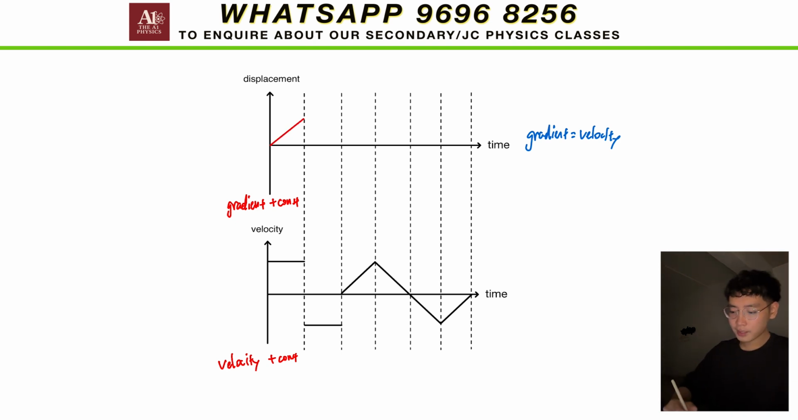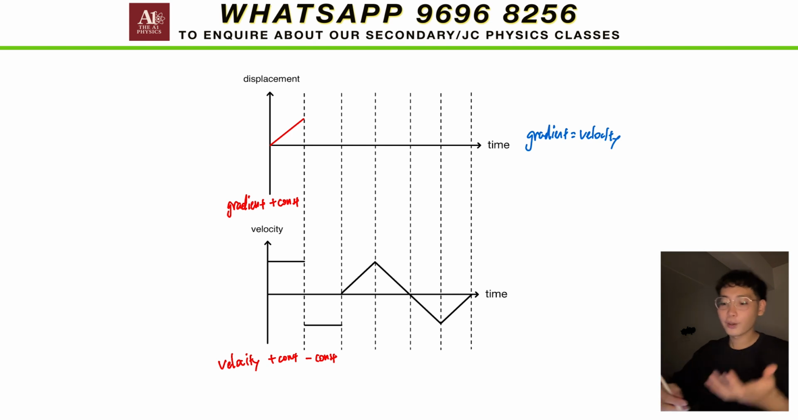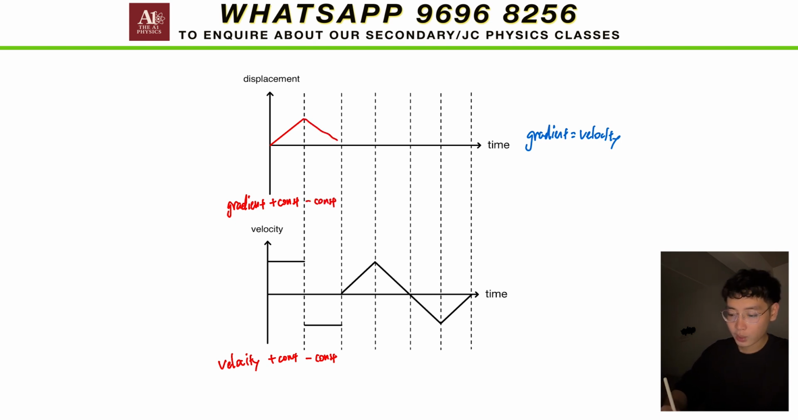Now over here, my velocity is negative and it's also constant. Remember over here, I'm not talking about the gradient of my velocity. I'm talking about the velocity itself. Right, over here, the velocity itself is negative and constant. So my gradient of the displacement graph must be negative and constant. So it'll be a straight line downwards, just like this.